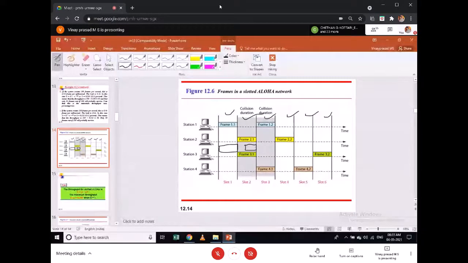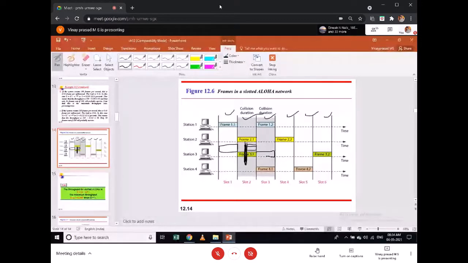Beginning of the next slot. If a station has data to send at this point, it should not send at this point. Instead, it has to wait for this long. Then it can send at the beginning of the next slot.